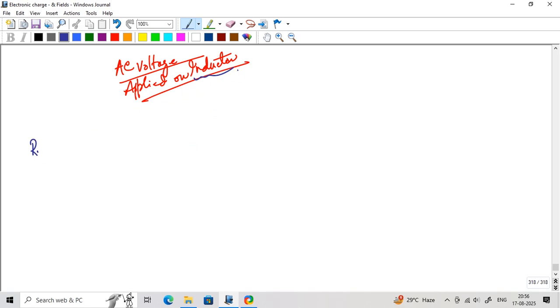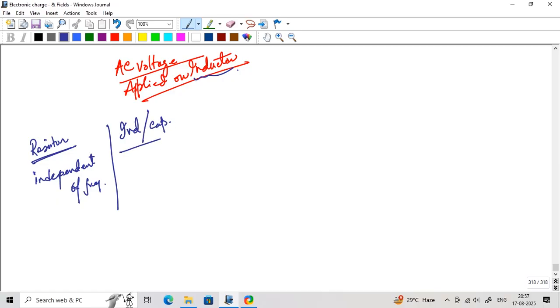Resistor and inductor both are passive components, but there is a difference. Resistor is independent of frequency, but inductor and capacitor both are dependent on frequency. Resistor is independent of frequency. Keep in mind.